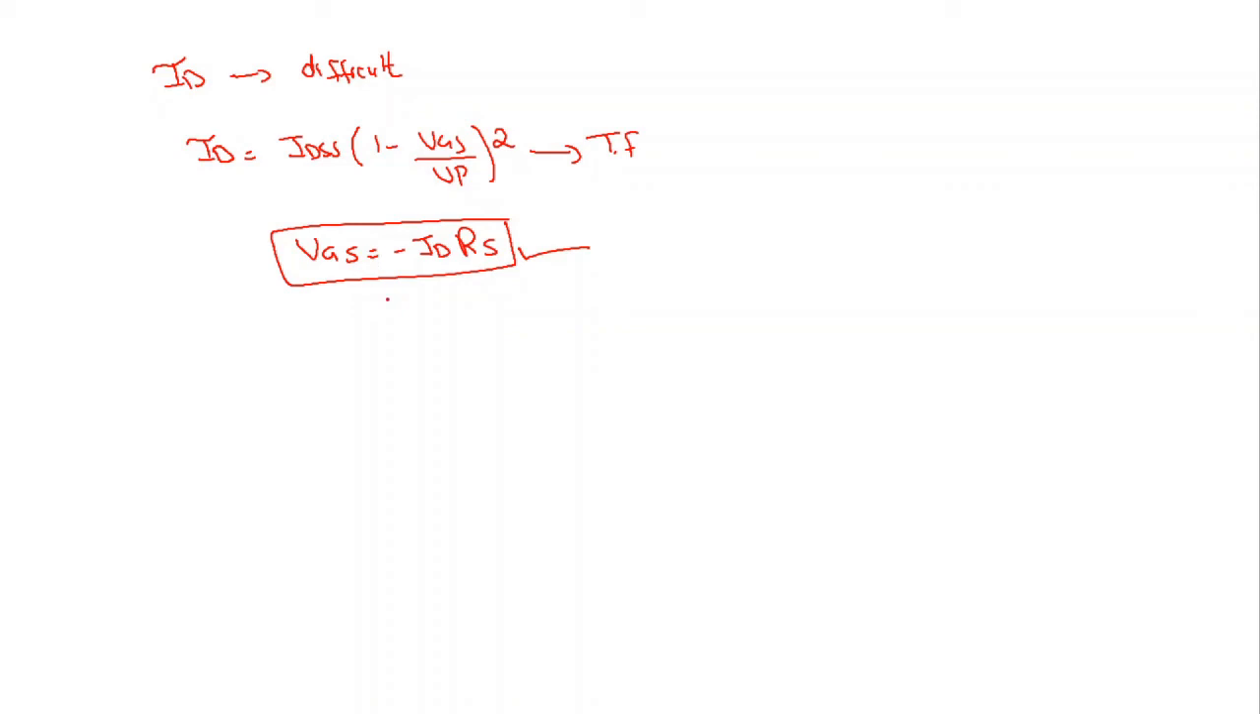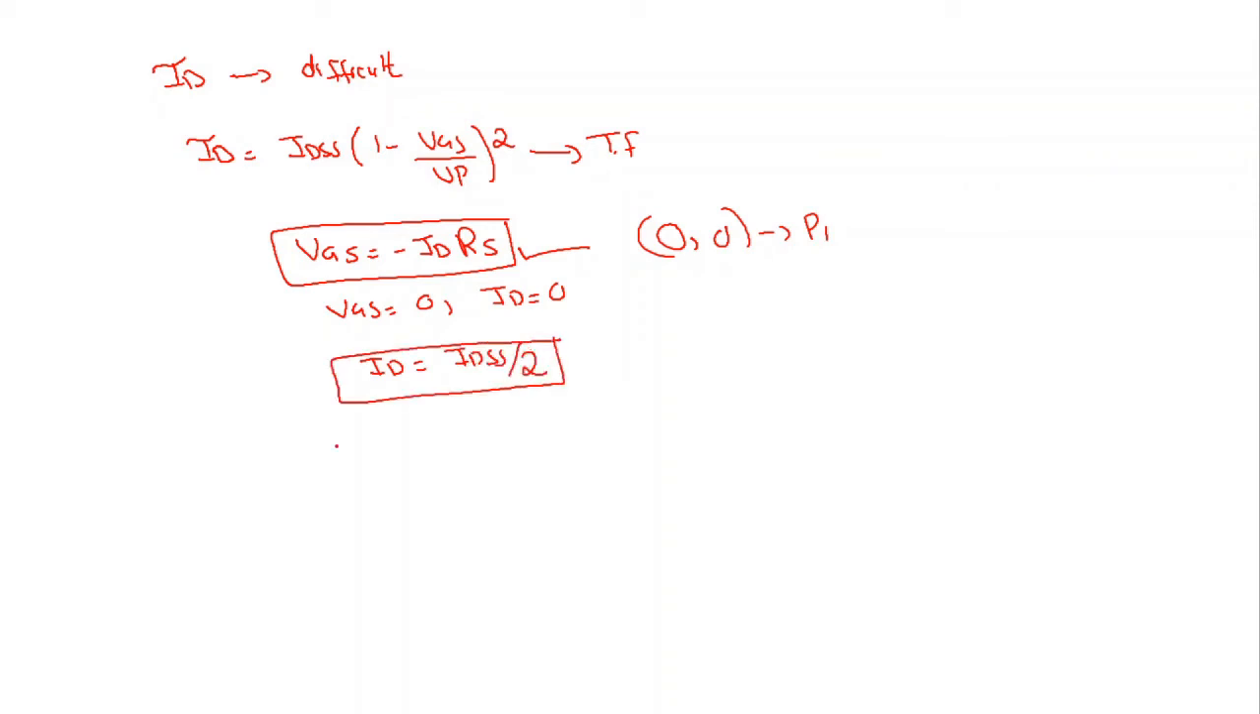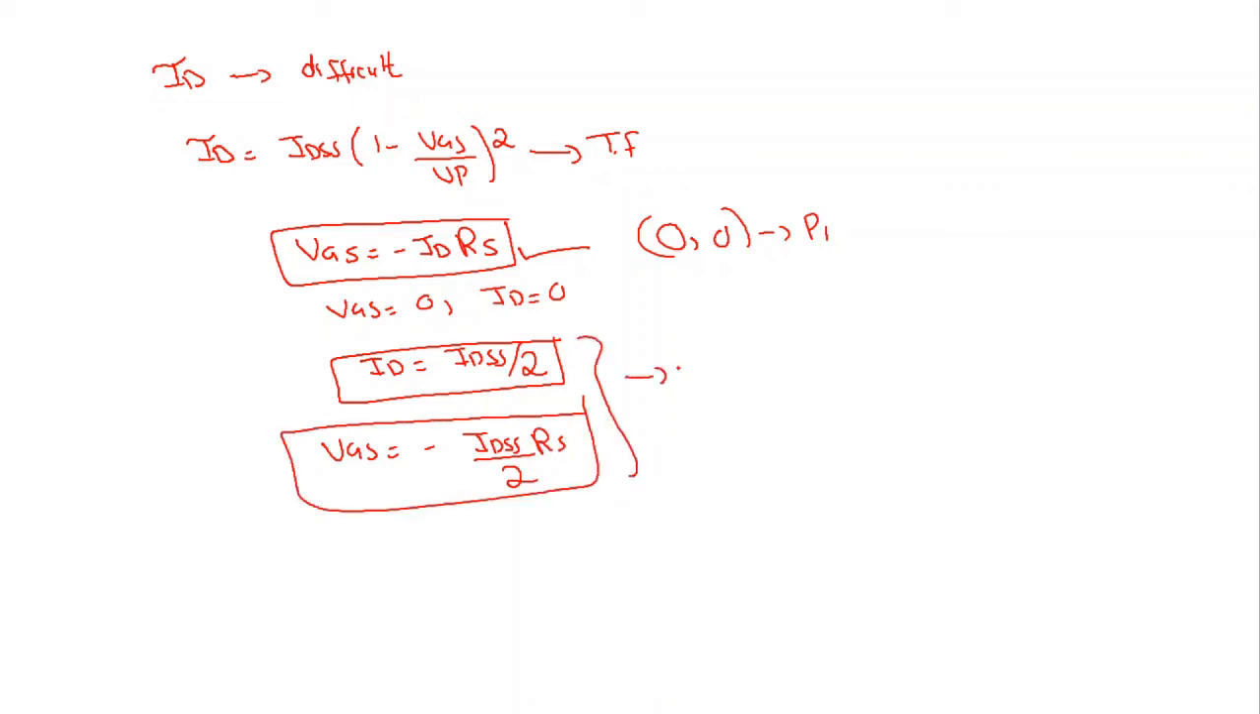So to plot this equation, again, for the case of VGS equal to 0, I am going to have ID equal to 0. So one of my points is (0, 0). This is my point number 1. For the second point, I am going to select ID equal to IDSS divided by 2. And when ID is equal to IDSS divided by 2, VGS is going to be minus IDSS divided by 2 into RS. So my second point is minus IDSS RS divided by 2 and IDSS divided by 2.